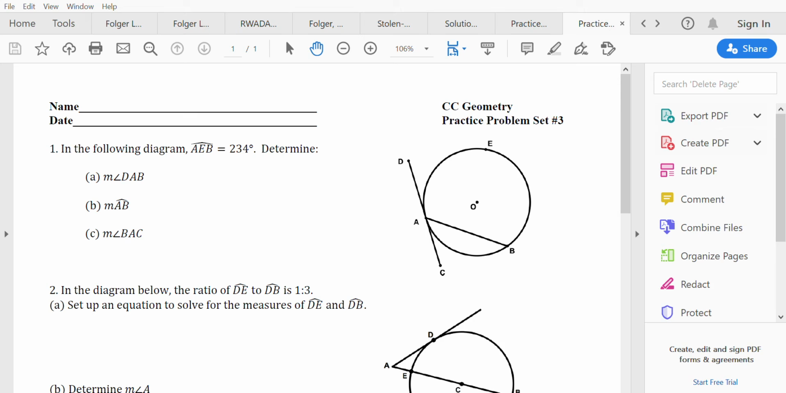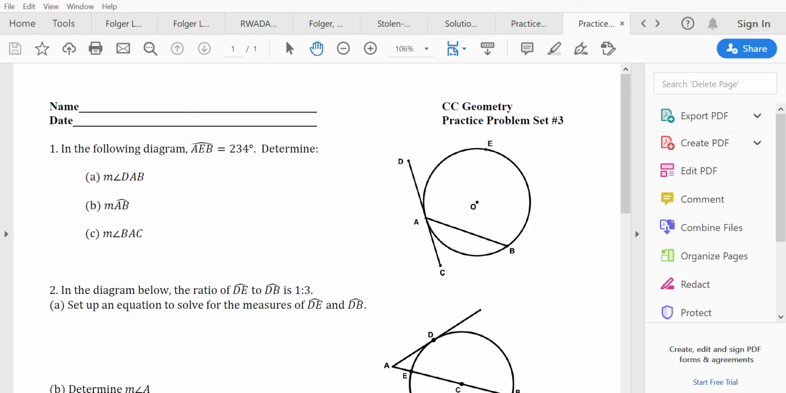Finally, angle BAC, same as the first one. We're looking at this arc right here. So angle BAC is going to be half of 126, which is 126 divided by 2 is 63 degrees. Okay, so there's question number 1.